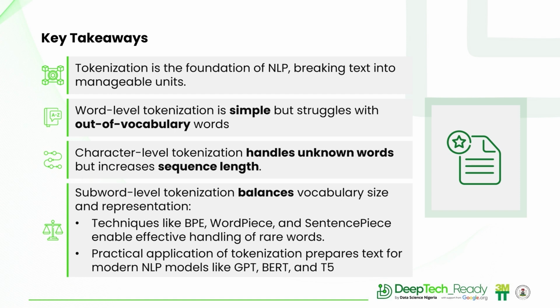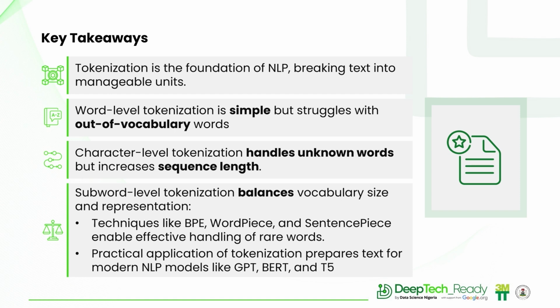We've seen that BPE merges frequent character pairs while WordPiece splits words into meaningful subunits and is used in models like BERT. SentencePiece and unigram models are language agnostic approaches for tokenization. A memorable takeaway from today's session is that choosing the right tokenization method depends on the NLP task and the nature of the dataset.